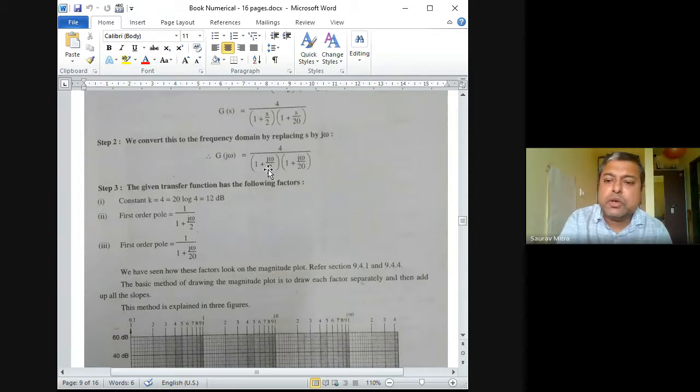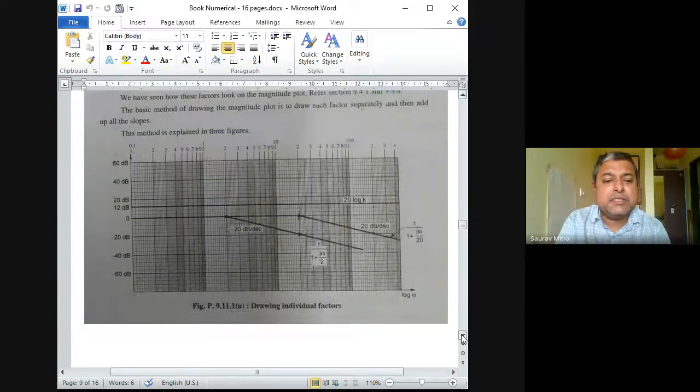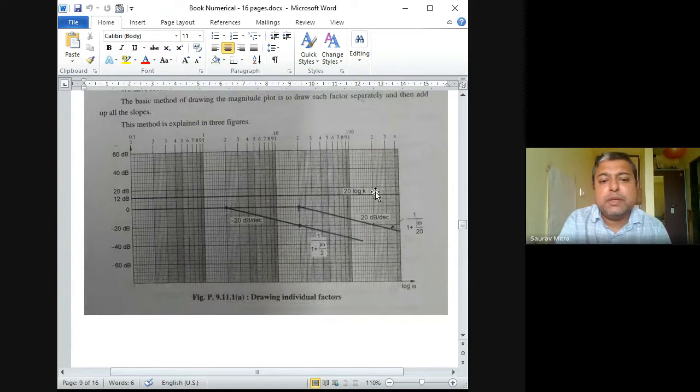One is starting from 2 comma 0 and having a slope of minus 20 dB per decade. Another is starting from 20 comma 0 and having a slope of minus 20 dB per decade. And I told you how to draw it. Okay, so now all the separate things they are showing here. So this is the plus 12 dB line. So 20 log k, 20 log k means 20 log 4, that is 12 dB.